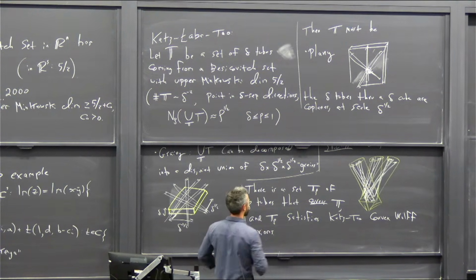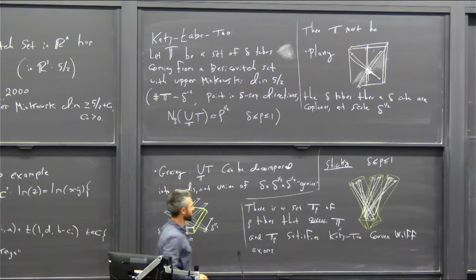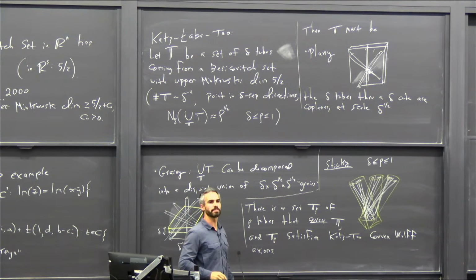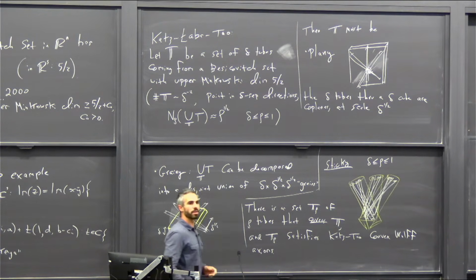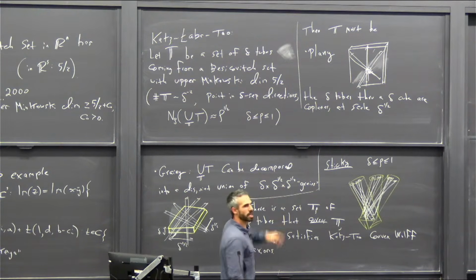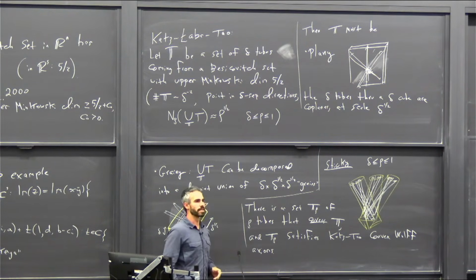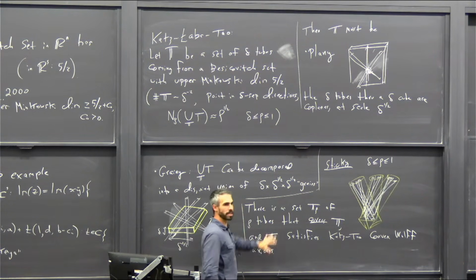So in this language, this isn't exactly what Katz and Tao proved in 2000. They proved a slightly different notion of stickiness, but morally speaking, this is what they showed. And how did their proof work? Well, they started by saying if you had a Besicovitch set in R3 of Hausdorff dimension exactly 5 halves, and you discretize it at scale delta, it would have to be sticky.